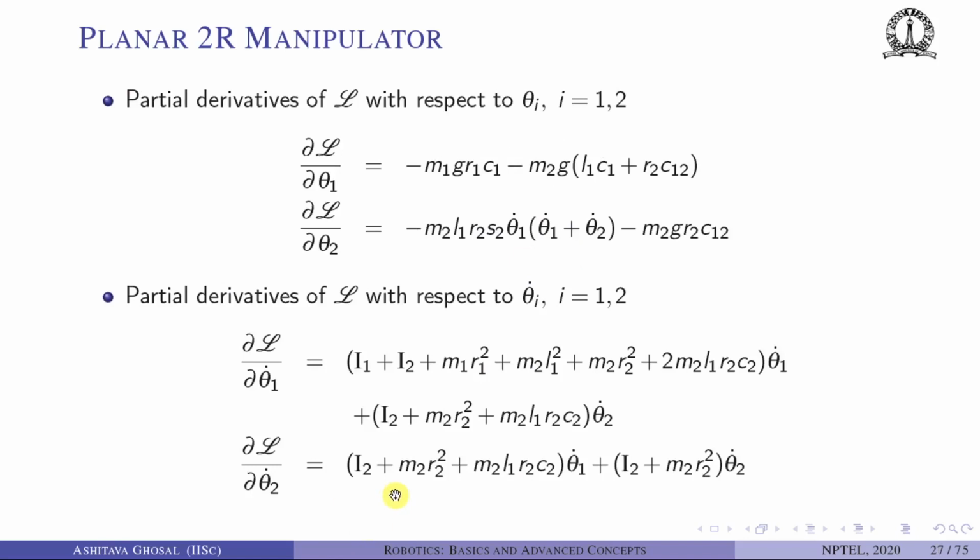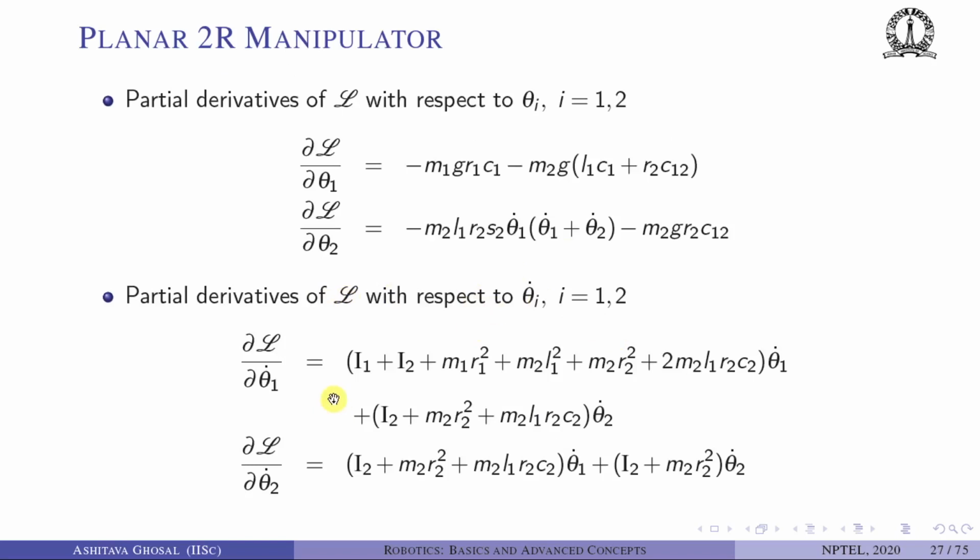As given by the Lagrangian formulation, we need to now take partial derivatives of this Lagrangian with respect to theta i, for i equals 1 and 2. The partial of the Lagrangian with respect to theta 1 will give you minus m1 g r1 c1 minus m2 g (l1 c1 plus r2 c12). The partial of the Lagrangian with respect to theta 2 will also contain minus m2 g r2 c12, but there will also be a term which includes theta 1 dot and theta 2 dot, because the kinetic energy is also a function of theta 2. We had some c2 there, so the partial derivative will be s2, and we get the rest of it remaining the same.